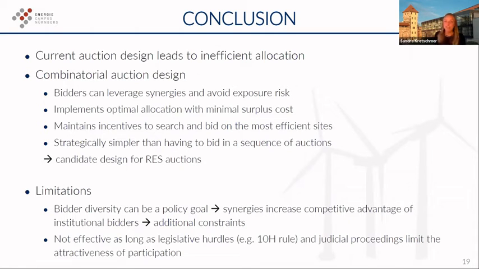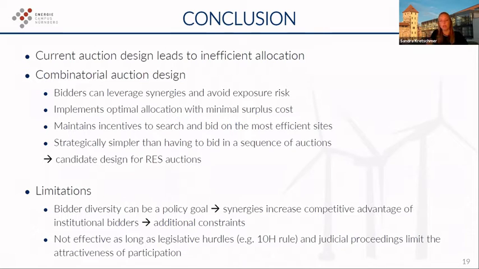We can see that the current auction design leads to an inefficient allocation, but a combinatorial auction design, for example, allows bidders to leverage synergies and avoid exposure risk. It also implements optimal allocation with minimal surplus cost, as we've seen, while maintaining incentives to still search and bid on the most efficient sites. It's also strategically simpler for the bidders than having to bid in a sequence of auctions, which makes it a nice candidate design for renewable energy auctions.